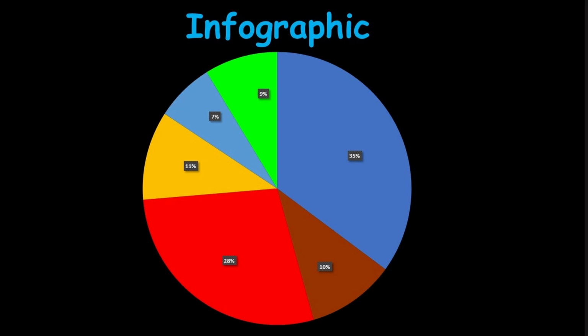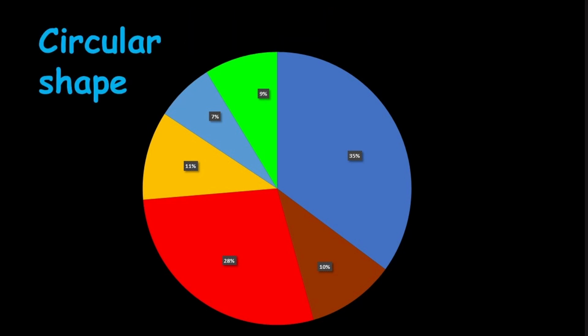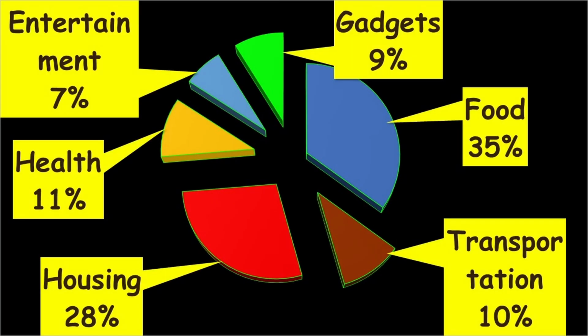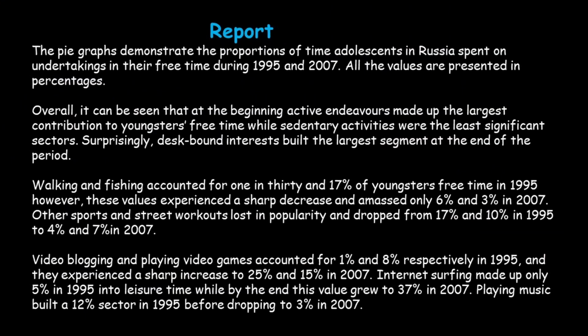So, what exactly is a pie chart? It is an infographic that visually represents information. A chart with a circular shape divided into slices to illustrate numerical proportions. The information presented by pie charts must be converted to a written report during the IELTS exam.